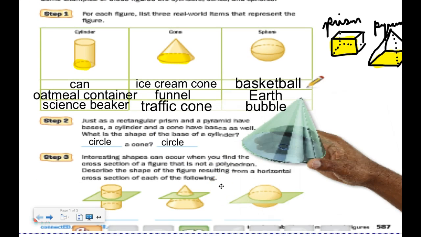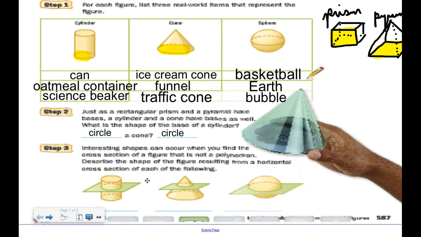You can also do what's called taking a cross section. A cross section is a two-dimensional representation anywhere along the shape. So this green two-dimensional, it'd be like taking a piece of paper or a knife or a razor blade or something and cutting through two-dimensionally, if you can imagine that. And it says, interesting shapes can occur when you find the cross-section of a figure that is not a polyhedron. Describe the shape of the figure resulting from a horizontal cross-section of each of the following.